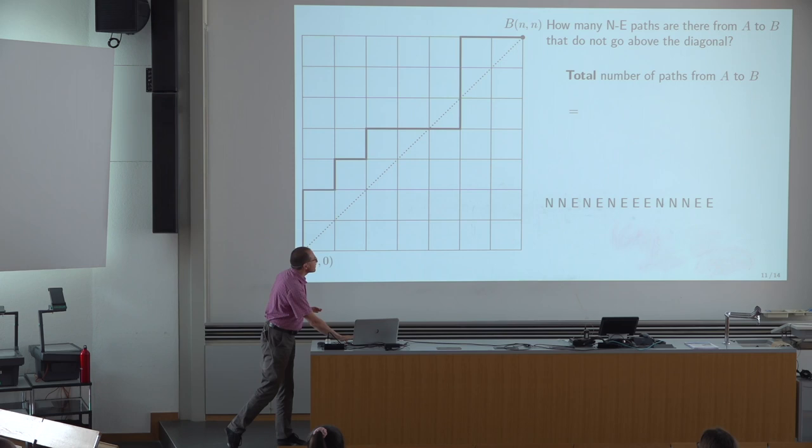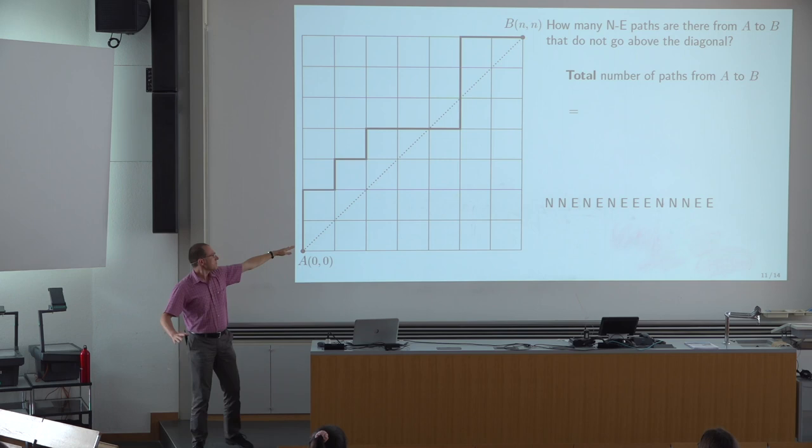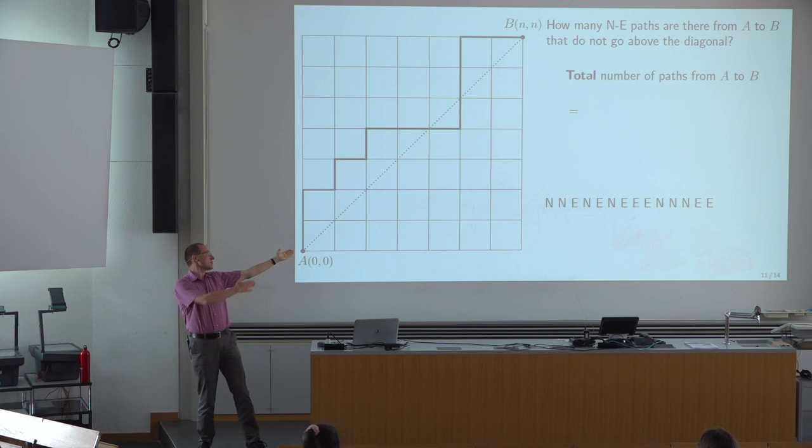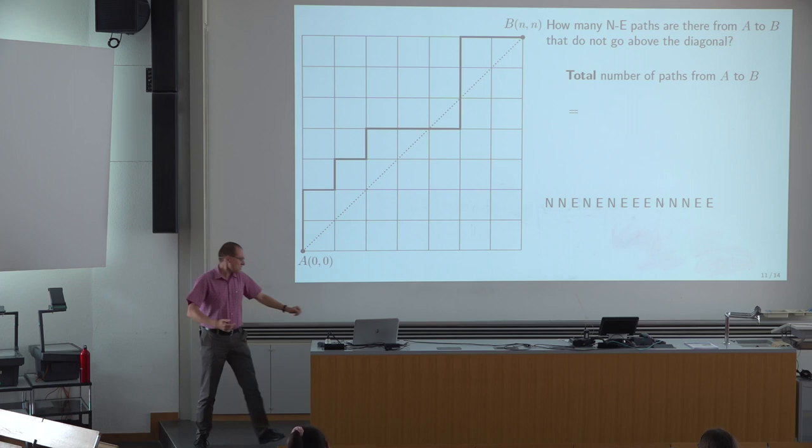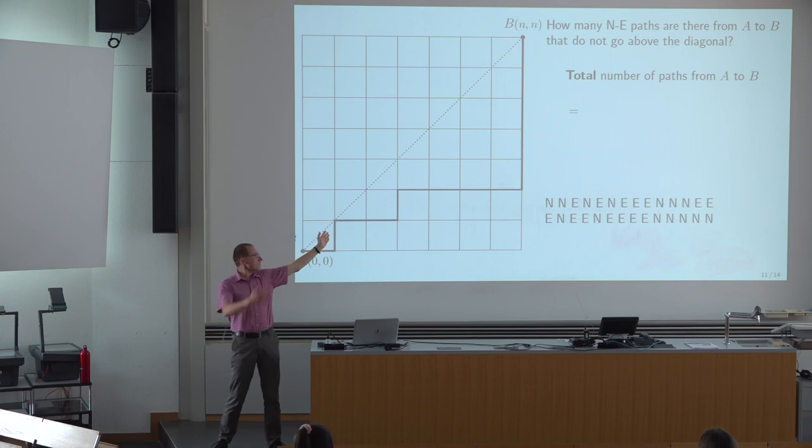I don't care about the diagonal at all, but you can see you have n, let's call it little n, capital N's and little n capital E's. So as many of those as the others. If you think about the encoding or if you think about the path, doesn't matter. Here is another path. You encode it like that. It should have as many E's as N's. Each of them should be little n.